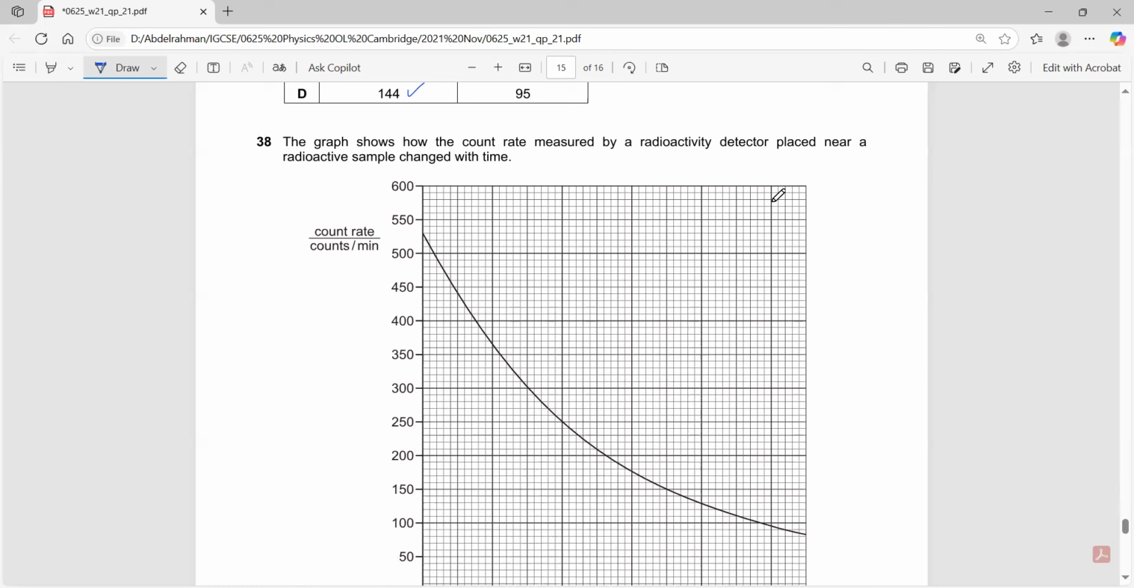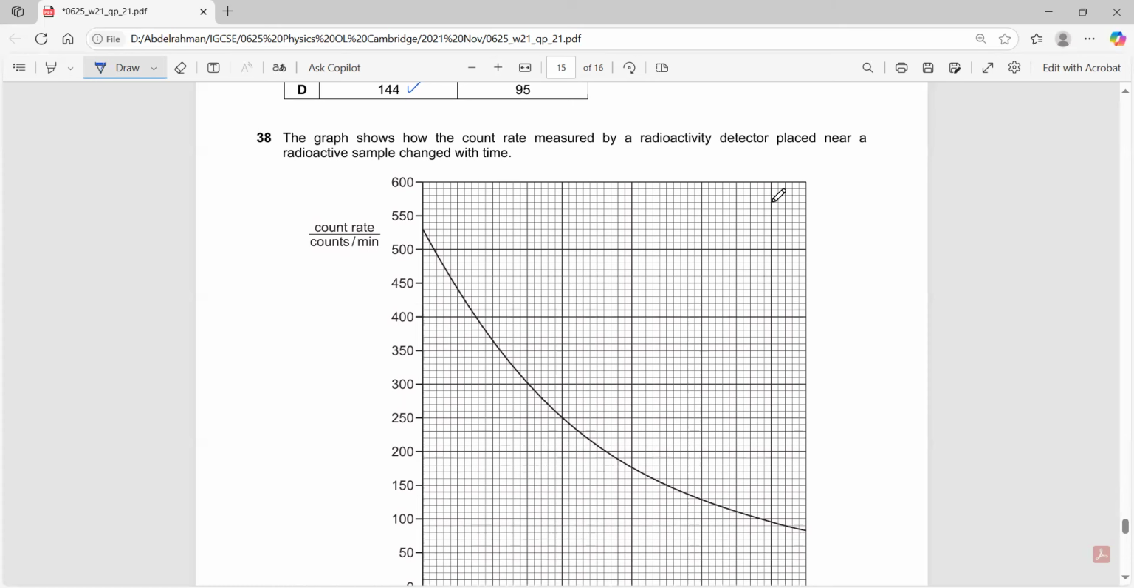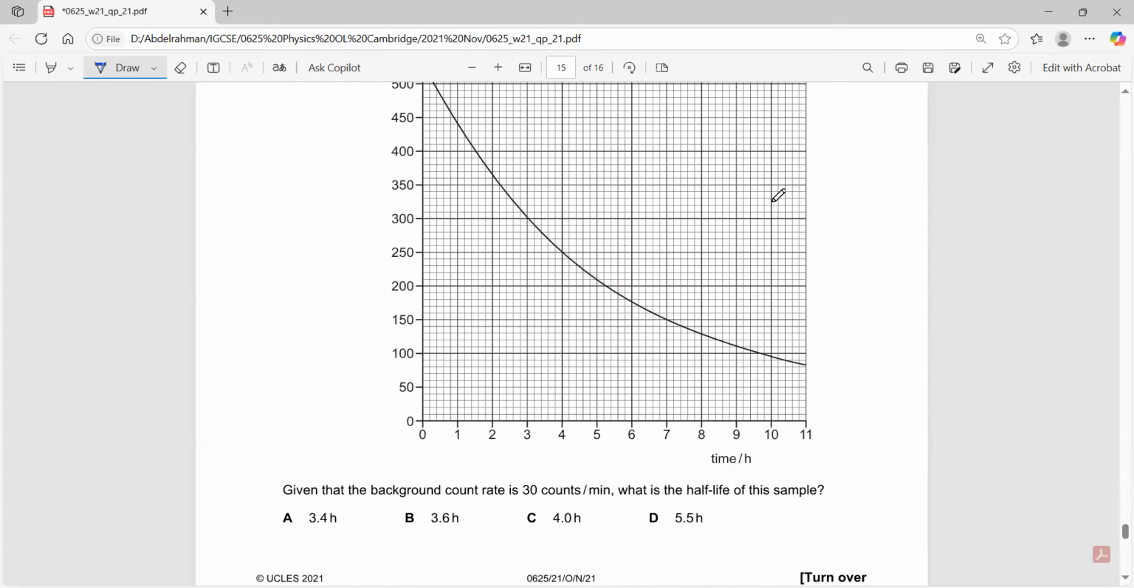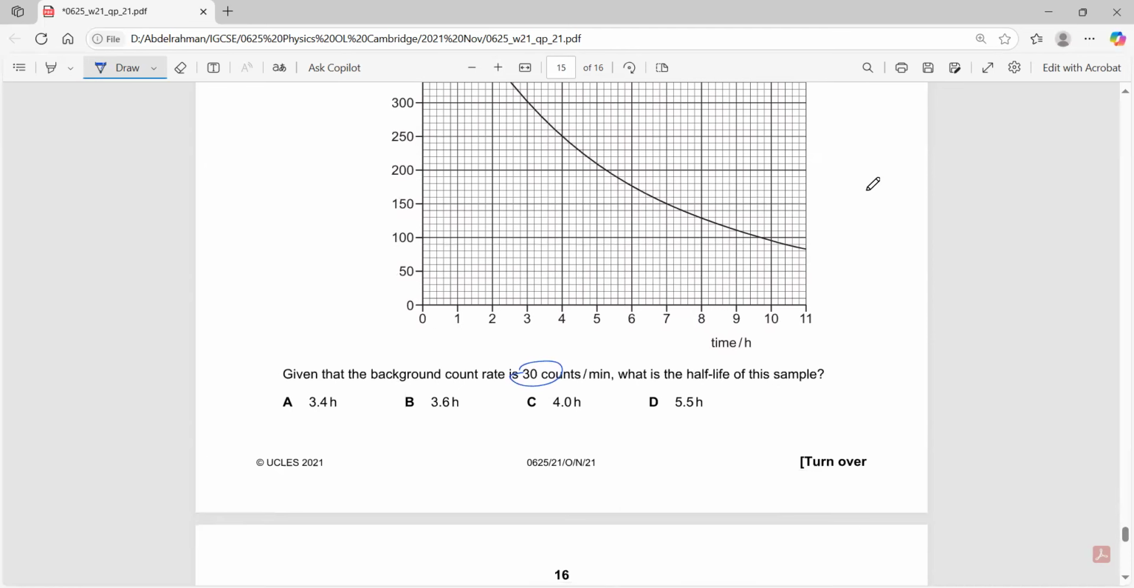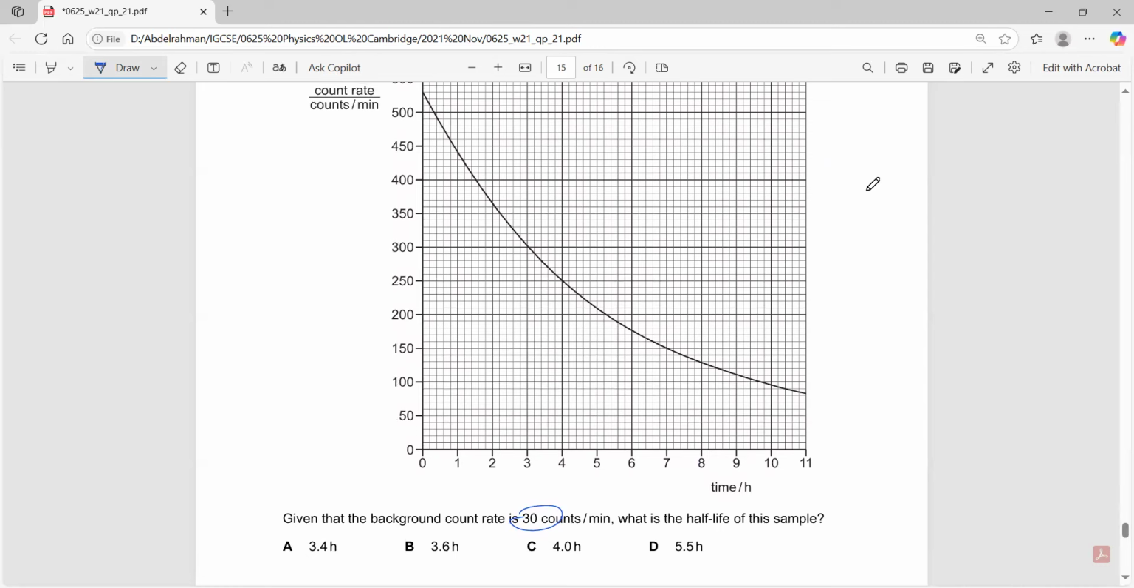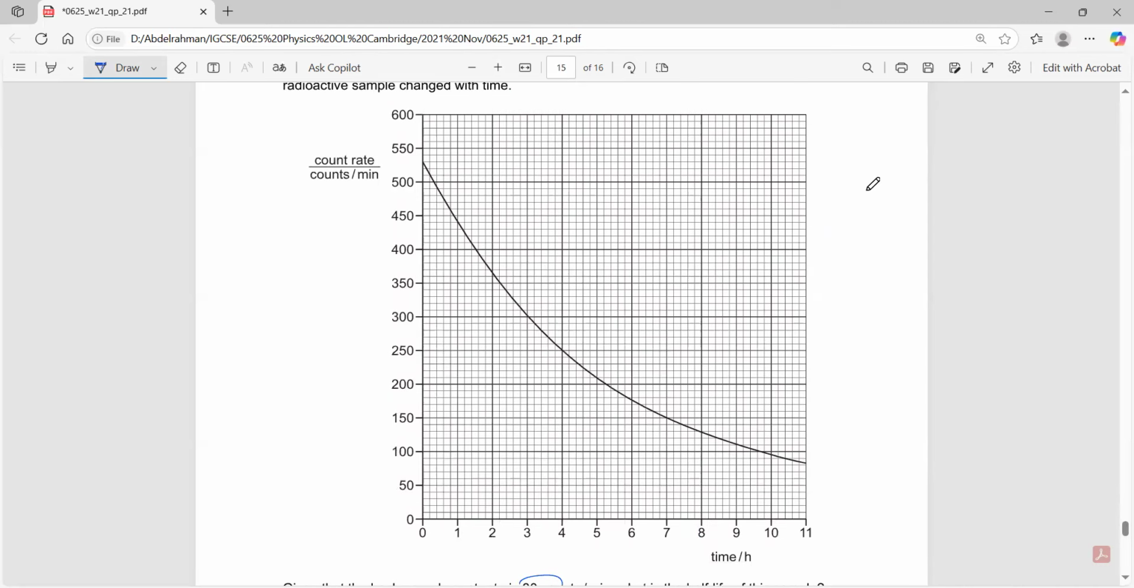The graph shows how the count rate measured by a radioactivity detector placed near a radioactive sample changes with time. Given that the background radiation is 30, what is the half-life of this sample? The initial count rate is 530. Can I just divide 530? No. If you have background radiation, it's minus, divide, and plus.